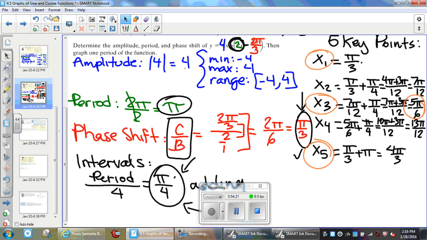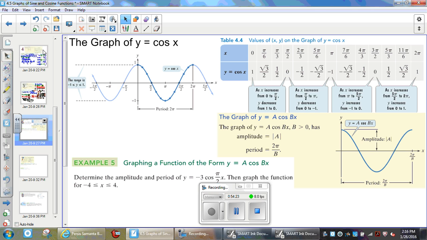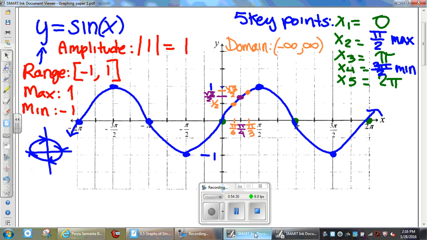Okay, so let's move on. All right, now cosine is a little bit different than sine, so let's go ahead and just graph the parent function on this paper.